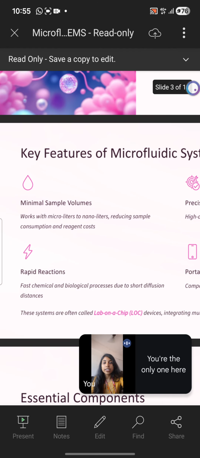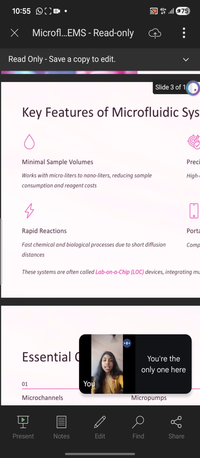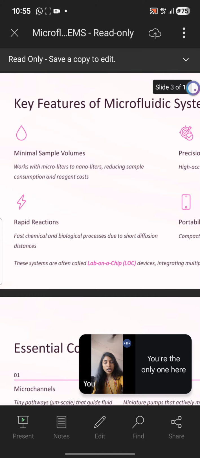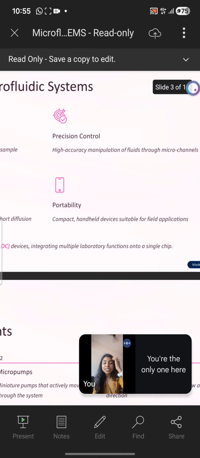And here are the features. The features include minimal sample volume. Since we already said it is a very small amount, it has minimal sample volumes and precision control. Since it is a very small volume, we can value it precisely. And then rapid reaction: since we are using only samples of very small amount, it's easy for us to see the reaction rate and what changes occur in it. And portability: since it is compact and small, it is easy for us to carry from one place to another.